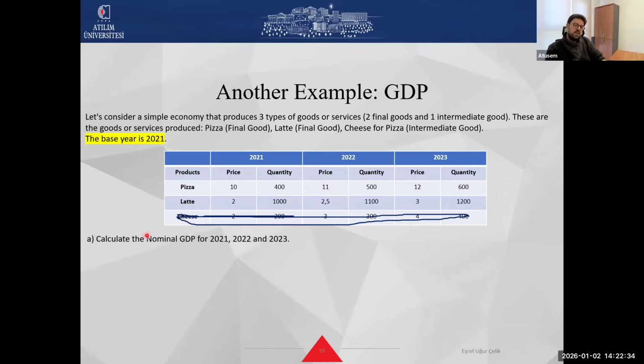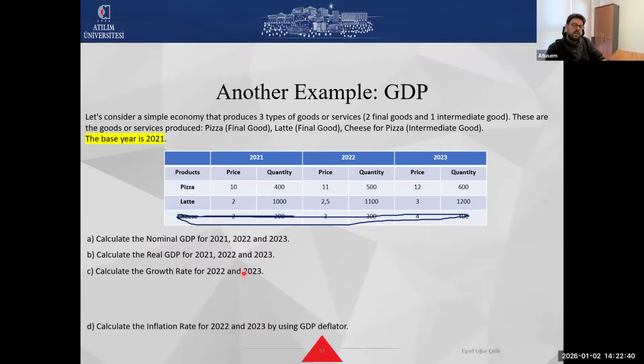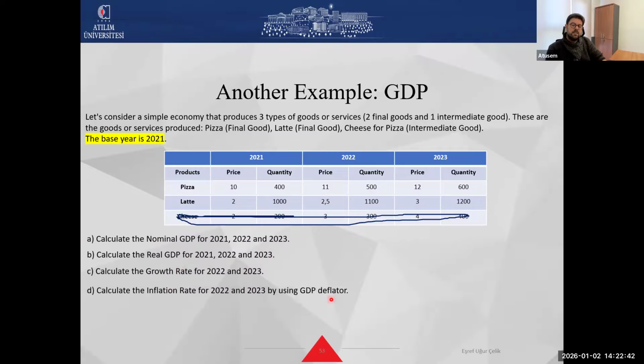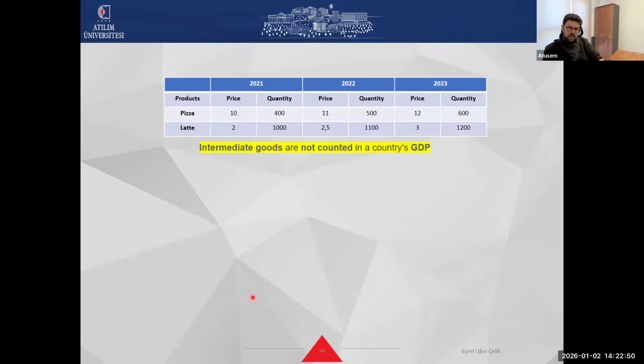What is the question? Calculate the nominal GDP for 3 years, real GDP for 3 years, the growth rate, and by using the GDP deflator, calculate the inflation for the 2 years. I said intermediate goods are not counted in the country's GDP, so we can delete the cheese row. So we have 2 goods and 3 years.